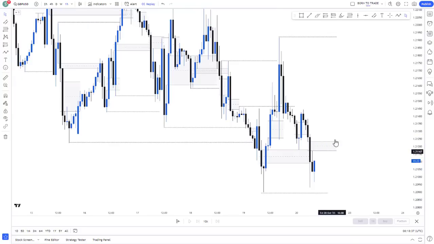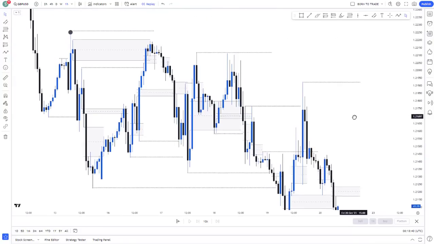So yeah, this is how you can actually find your draw on liquidity, and I hope this video was helpful.